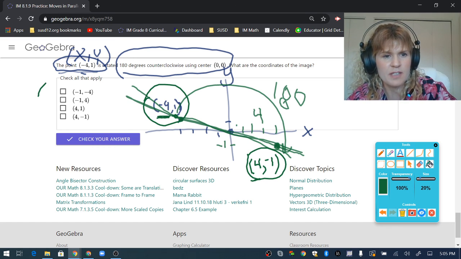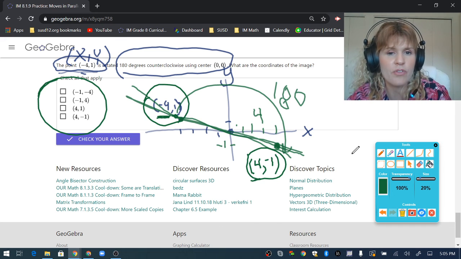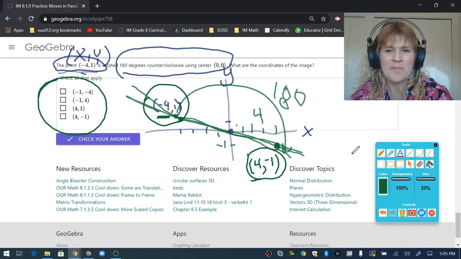Okay, check your answer here. Please select the correct answer. It is x equals 4 and y equals -1. Read it carefully.